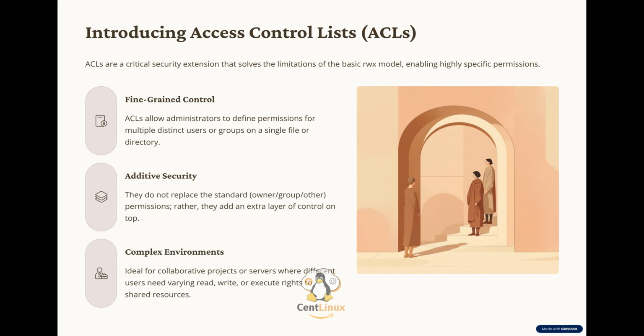To overcome these limitations, Linux provides access control lists, or ACLs. ACLs allow fine-grained control. You can assign permissions to more than one specific user or group on the same file. Additive security. ACLs do not replace the basic model, they extend it. Adaptive access models. ACLs are perfect for collaborative environments where users need different levels of access within the same directory or dataset. ACLs bring flexibility that the default model simply cannot provide.